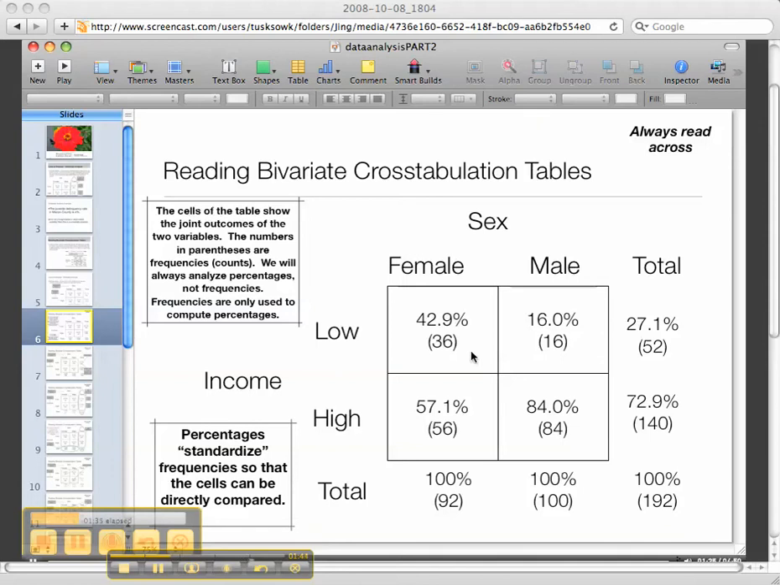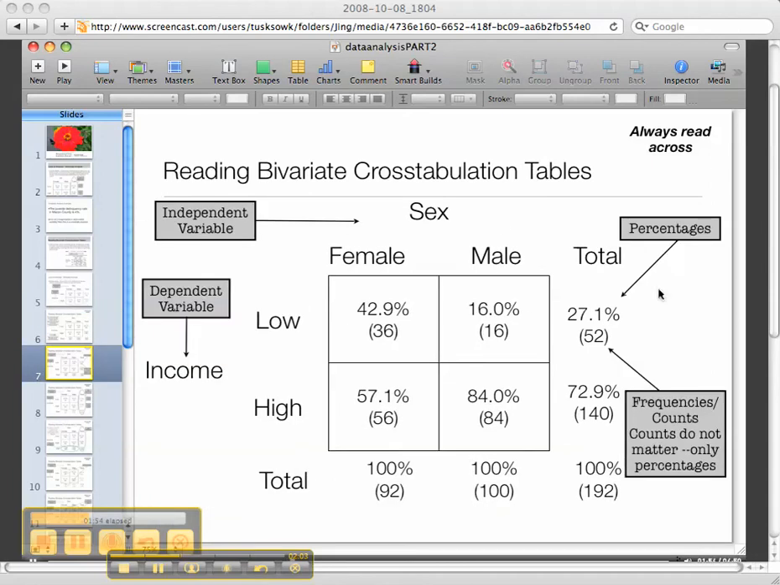For the purposes of this class, we will always analyze percentages, not frequencies. Frequencies are only used to compute percentages. And what the percentages do is standardize the frequencies so that the cells, and these are cells, 1, 2, 3, 4, these are your cells, can be directly compared. These are your percentages, these are your frequencies, or your counts, and your frequencies and your counts do not matter, only percentages.